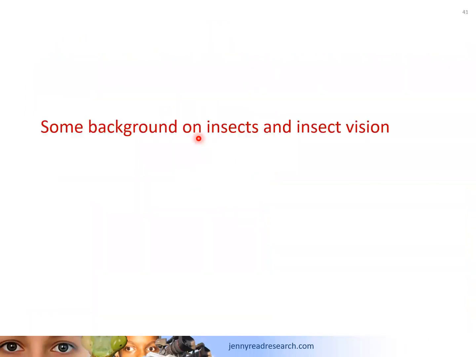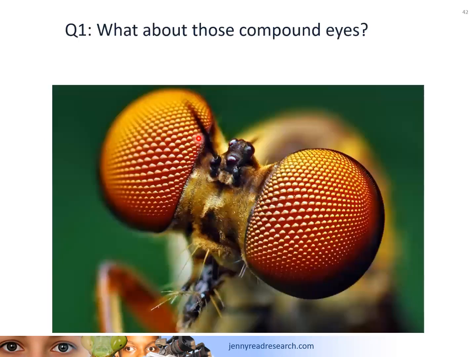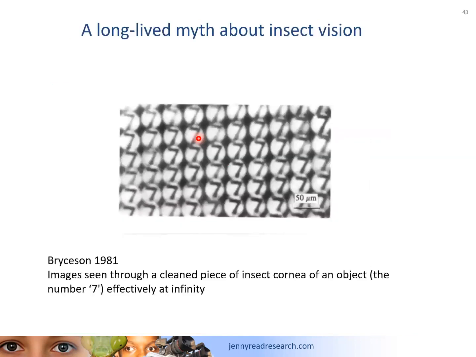And at this point, I want to talk a little bit about the different visual systems that make that possible. And for this group, which I don't think anyone here works on insects, I thought it might be useful to include some background on insects and insect vision. So a question I'm often asked is, what about those compound eyes, right? Doesn't that make everything different? Well, yes and no. So there's this long-lived myth about insect vision, stemming from what you see if you take off the insect cornea with all those little facets of lenses, and you look through it, you see many copies of the world, right? Like many copies of this number 7. This does not mean that this is how the insect sees.